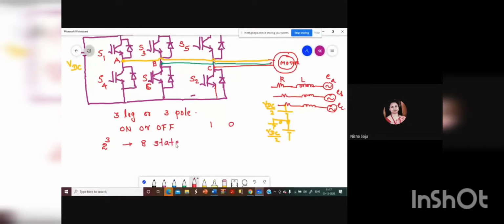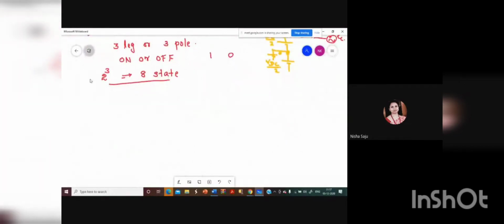Why? Because you are having 2 states, either 1 or 0. But you are having 3 legs or 3 poles. This will be forming 1 leg. This is another leg. This is another leg. So you can have a 3 leg or a 3 pole structure. So in effect, you will be having 2 raised to 3 states possible. So 2 raised to 3 means 8 states are possible in the case of this circuit.